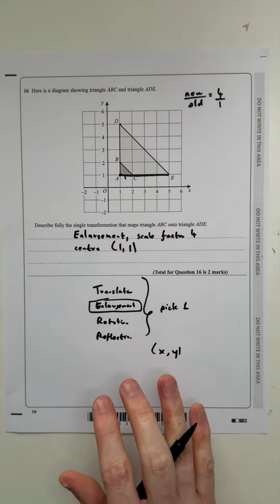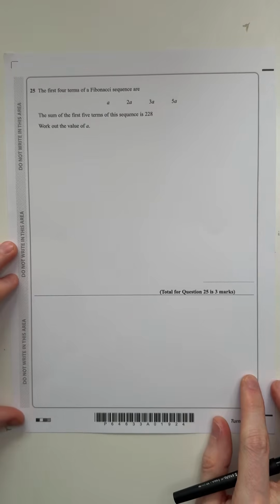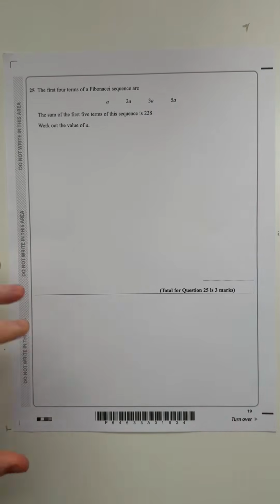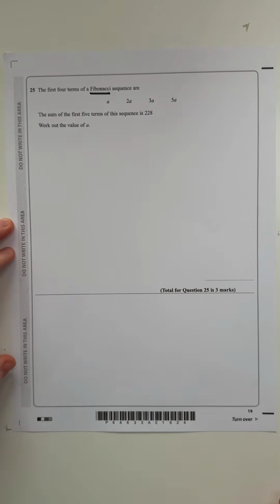The next one here is a Fibonacci sequence. You've heard different types of sequences. This one is a Fibonacci sequence. First of all, what does Fibonacci mean? Fibonacci is where you add up the 2 previous terms to get the next term. You can have it in numbers or you can have it in algebra.